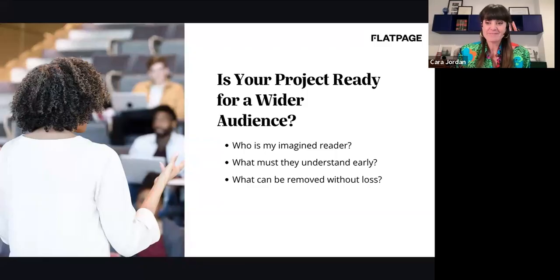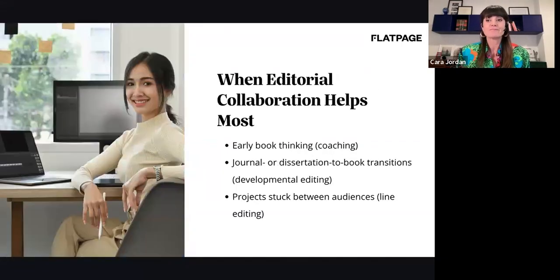I can understand it. Readiness isn't a binary. It doesn't mean that you're either ready or not. And many projects become ready as a state of being through editorial conversation, reader feedback, and many, many drafts. So you can always get feedback on your draft as you're working forward.